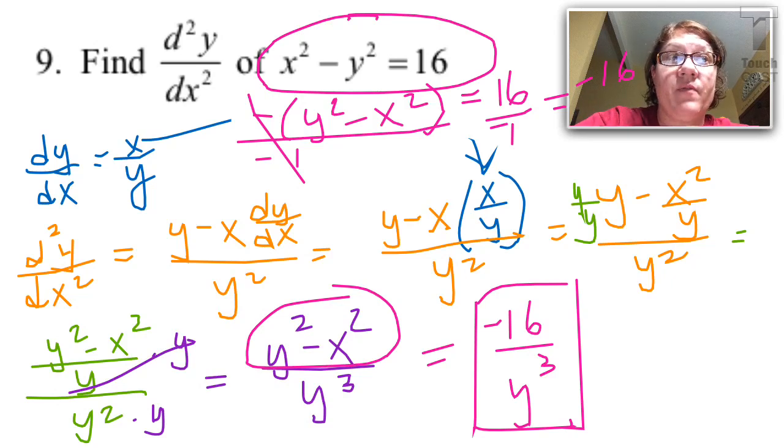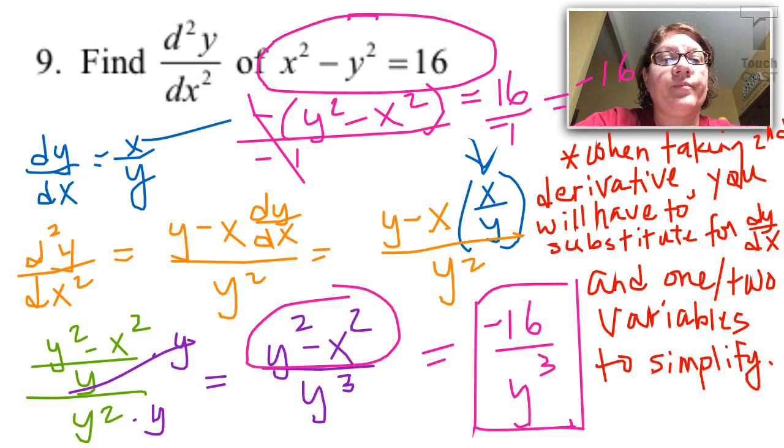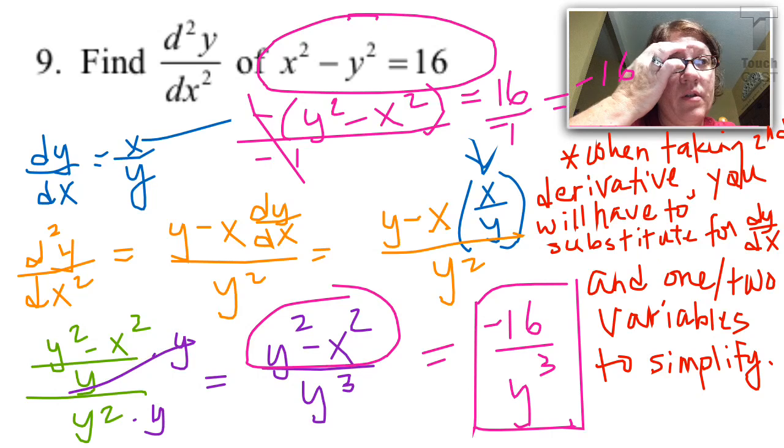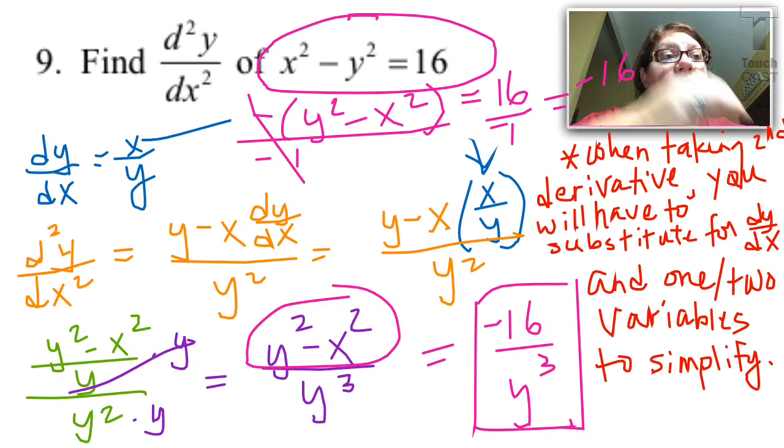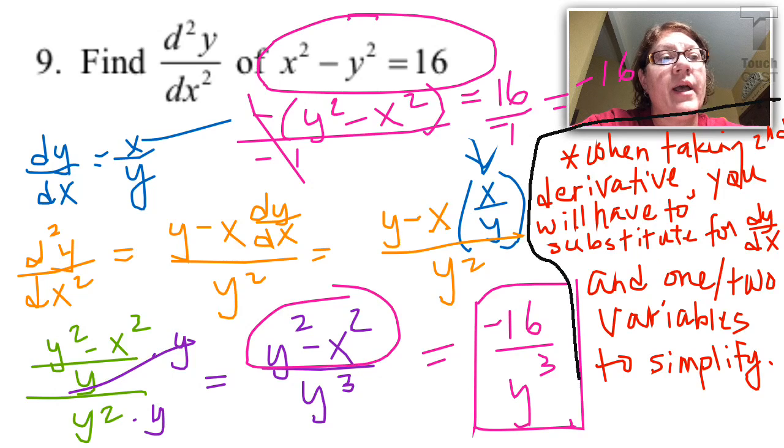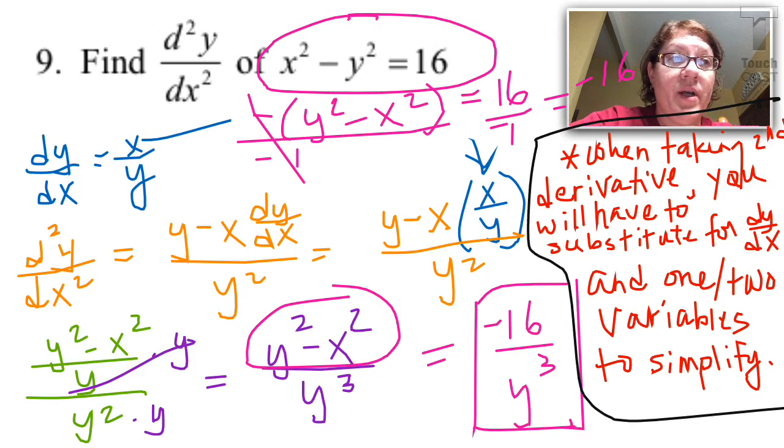So I want you to pause the video and write down this little note. When you're taking the second derivative, you are going to have to substitute in for dy dx at some point in order to get it out of there and simplify. And also, you're going to have to substitute in for one or both variables, the x's and the y's, again, in order to simplify. So you want to keep on the lookout for that.